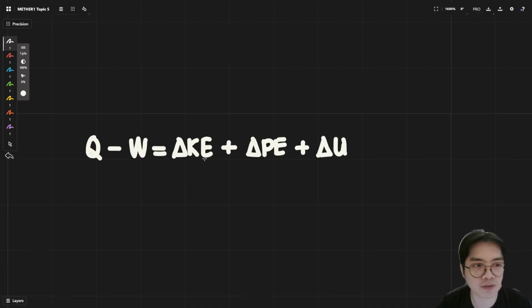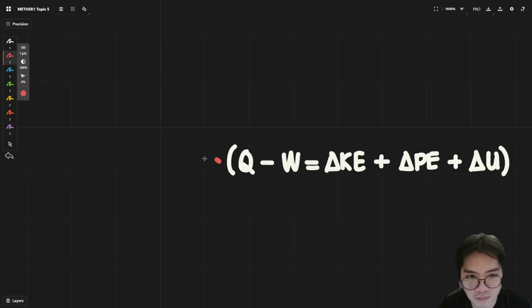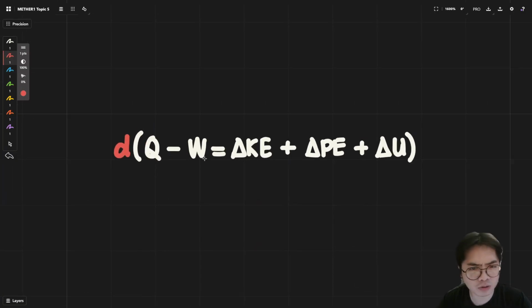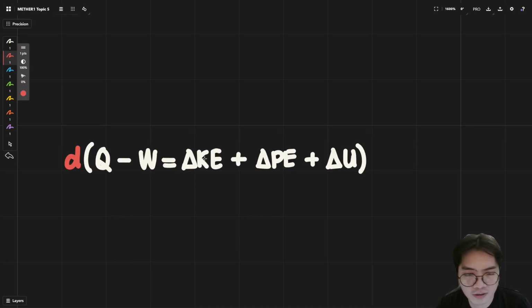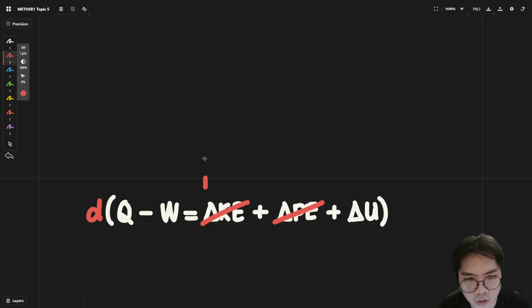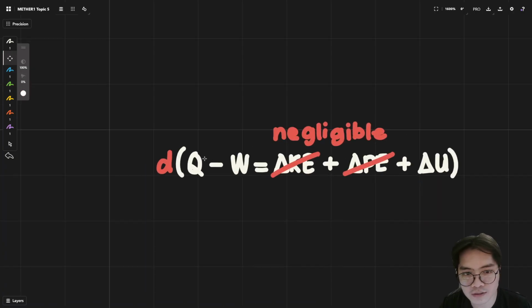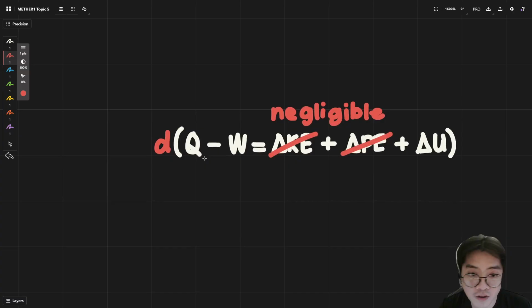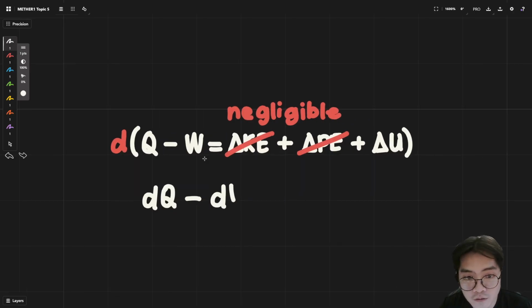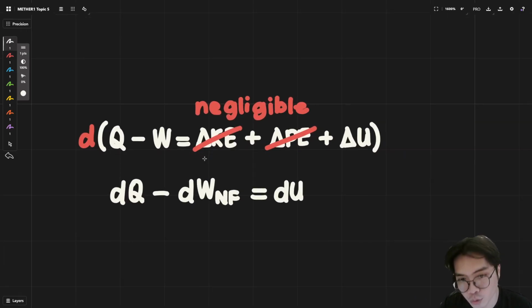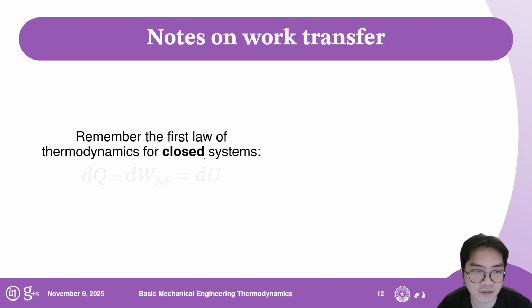What I will do right now is get the differentials of everybody, and also we have to recognize that your delta KE and your delta PE are negligible in this case. In a lot of cases they are negligible, so we can just cancel them, and we will just get the differentials of everybody else, which means dq minus dw. Because this is for non-flow systems, for closed systems, we can write down here nf, and you will just get du.